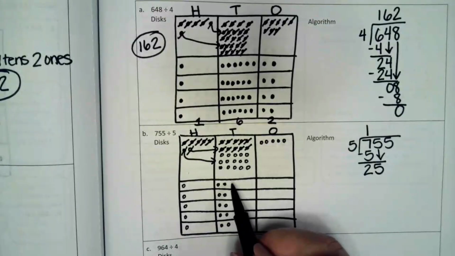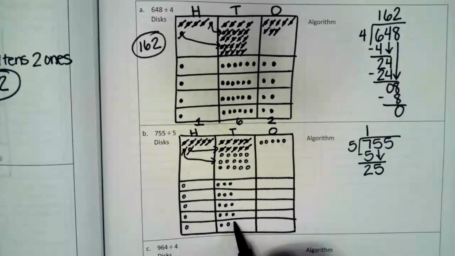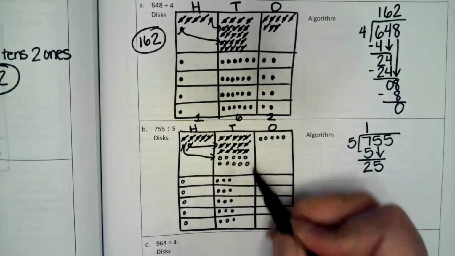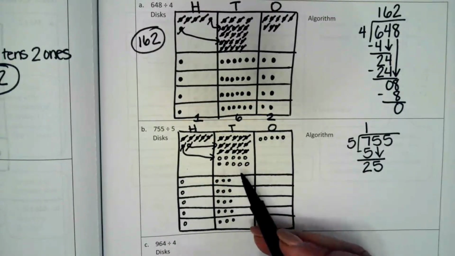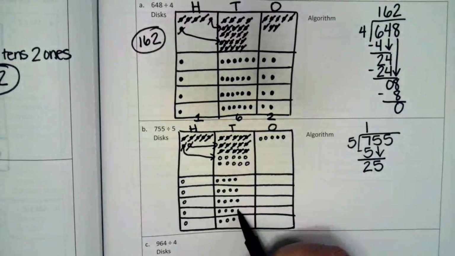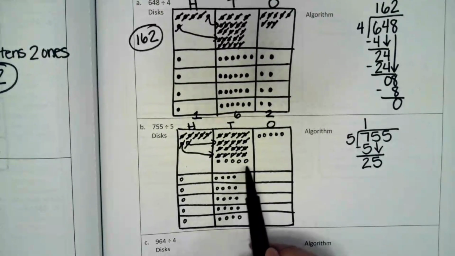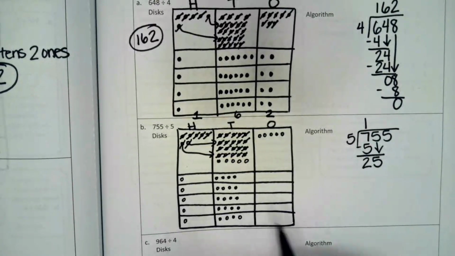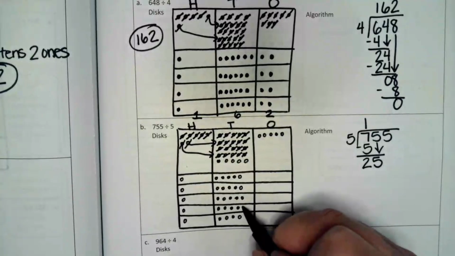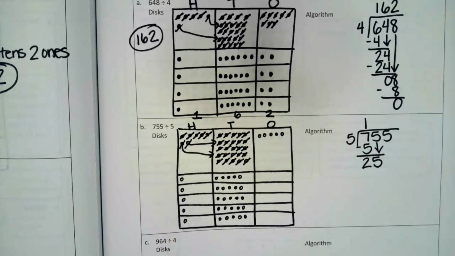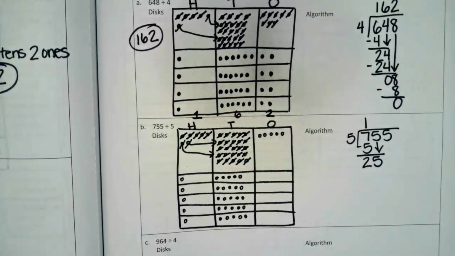We have enough to keep going. Put another 1 in each group. And that means we cross off 5 more. Can we distribute again? Yes. 1 more in each group. And then we cross off the 5 that we just distributed. I have 5 discs left in the tens. Can I put another 1 in each group? Yes. Go ahead. And then I cross off 5 of the tens. There are no more tens left. We distributed them all. And there are 1, 2, 3, 4, 5 tens in each row.